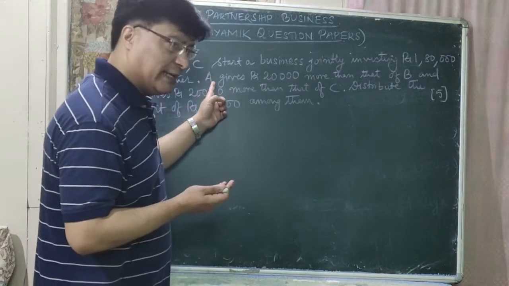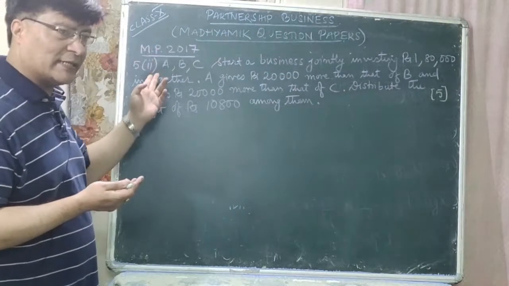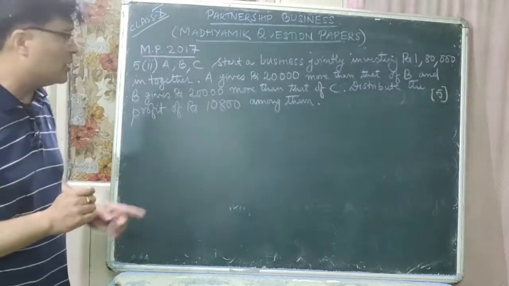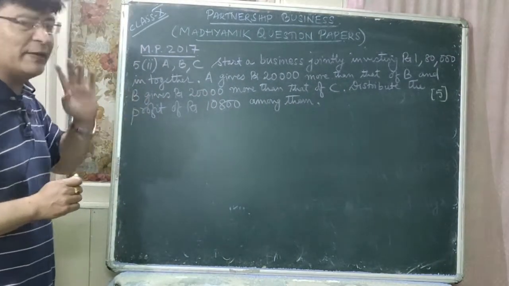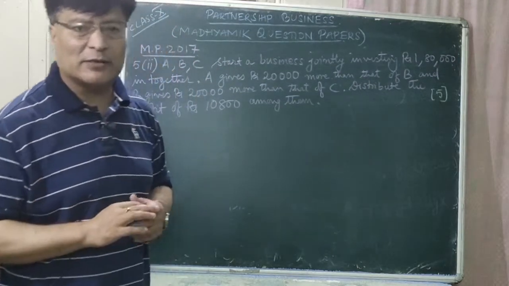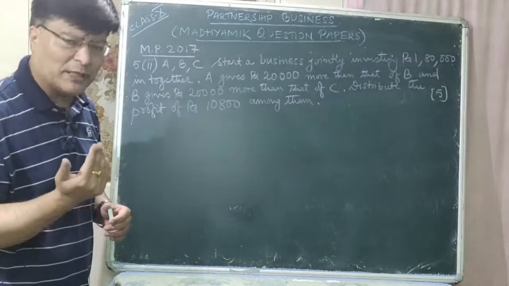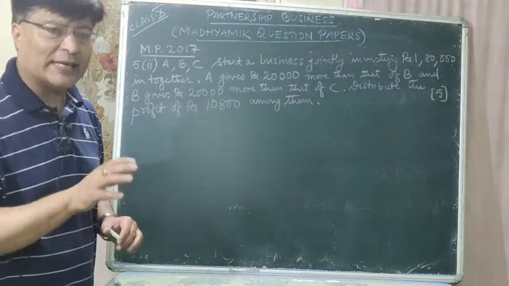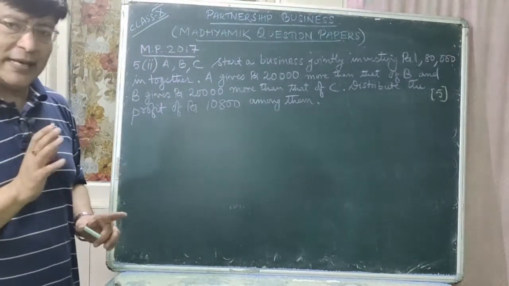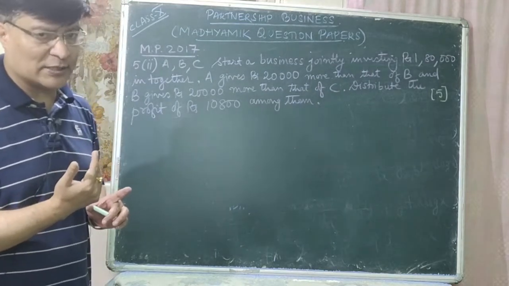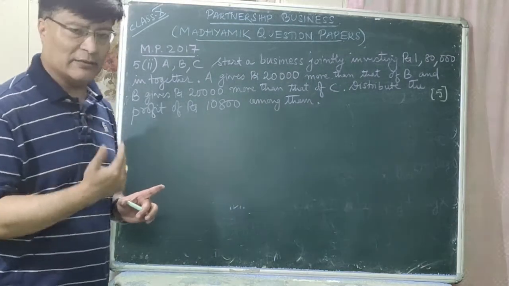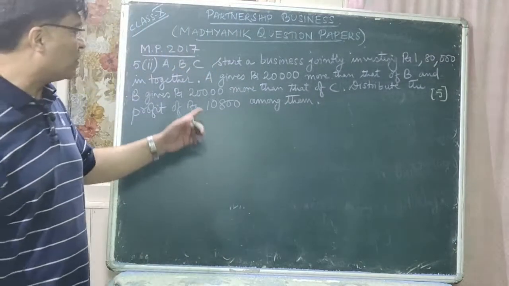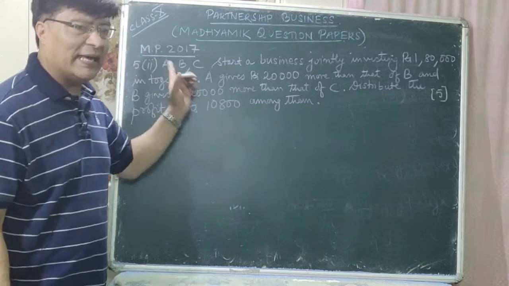of C. That means A pays rupees 20,000 more than B, and B pays rupees 20,000 more than C. So A invests the most, then B invests, and C invests the least. That is, B gives rupees 20,000 more than that of C, and A gives rupees 20,000 more than that of B. So distribute the profit of rupees 10,800 among them. So you have to distribute a total profit of rupees 10,800 among A, B and C.